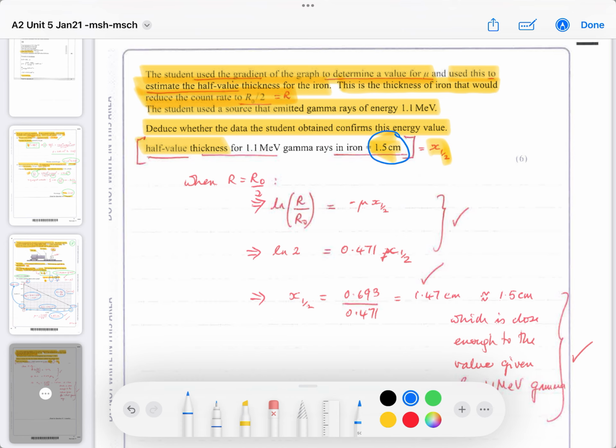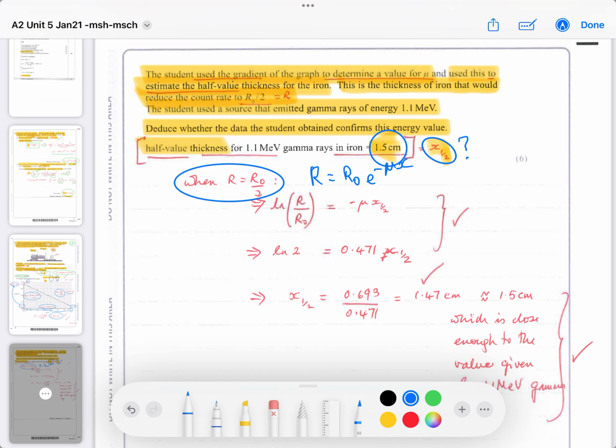We want to prove that the data given gives us x half to be 1.5 centimeters. So when r equals half of the original, let's do it this way, then taking logs again, from the original, r equals r0 e to the minus mu x.